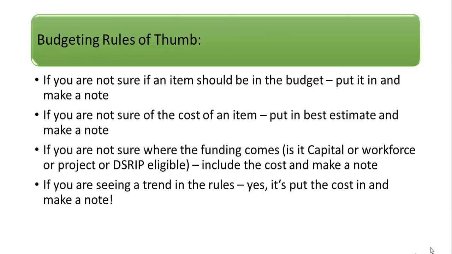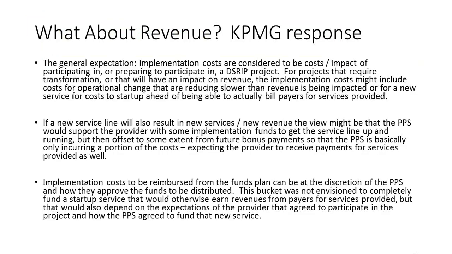Same with slide number 8. These were just some budgeting rules of thumb that really could be used for any budget, anywhere, in any organization. And they just basically say if you're not sure about an item, you're not sure it should be in there, what the amount should be, the general rule is just put it in there and make a note about it. And know that at this stage, it's all going to have to be looked at in more detail by each organization in the future. So that's slide 8. Okay, on to slide 9.